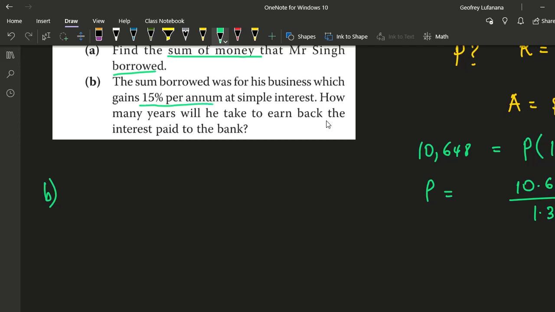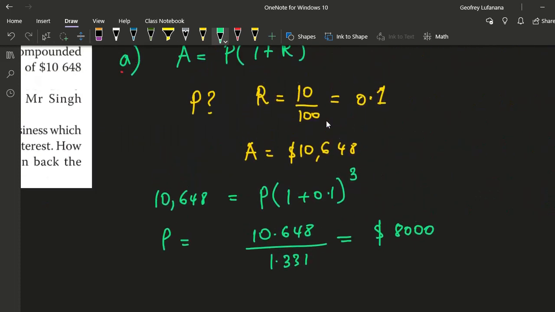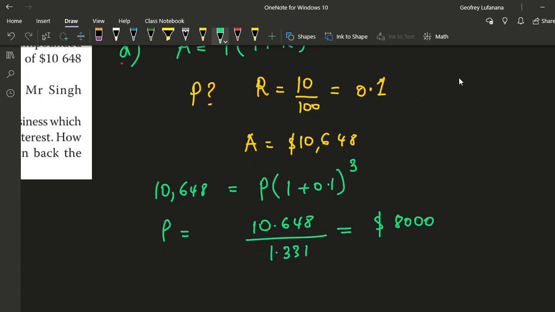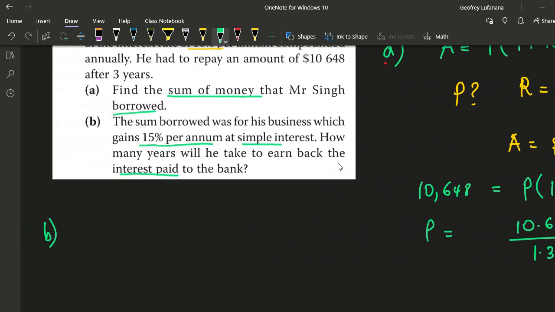Part B of the question reads, the sum borrowed was for his business, which gains 15% per annum at simple interest. How many years will he take to earn back the interest paid? Now, first and foremost, from our previous calculation, they want us to get the interest paid and determine how many years it will take for his business, which gains at a rate of 15% per annum, to earn back that interest.